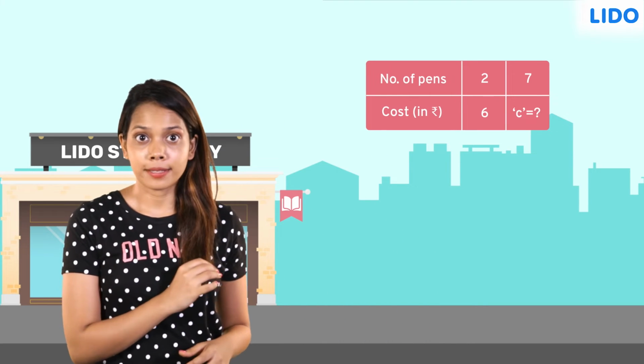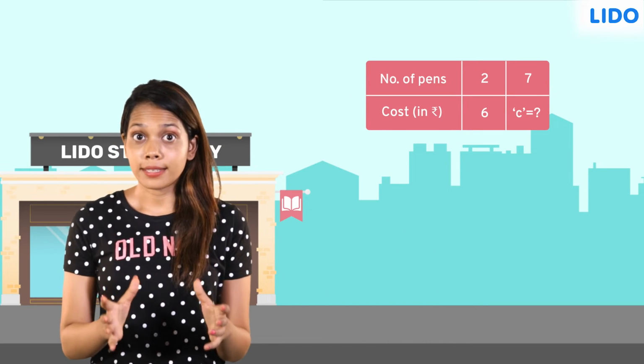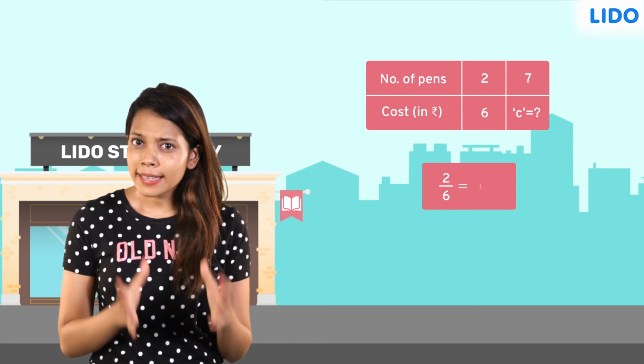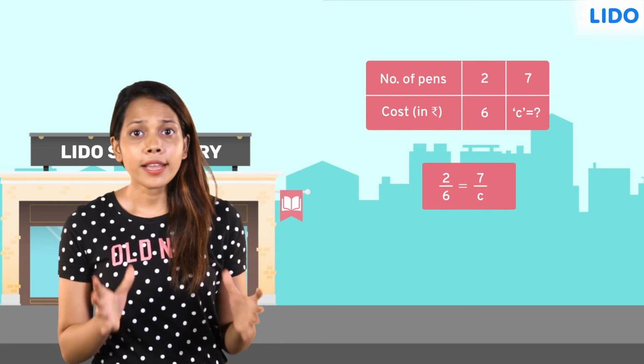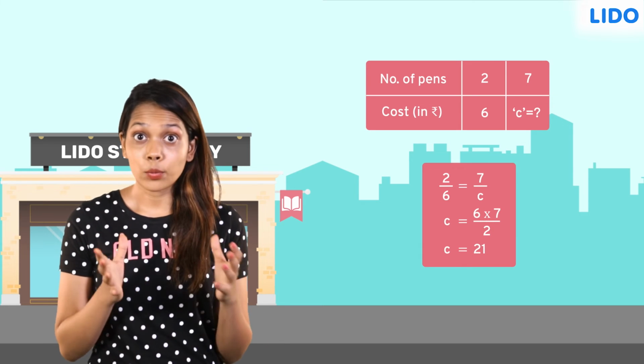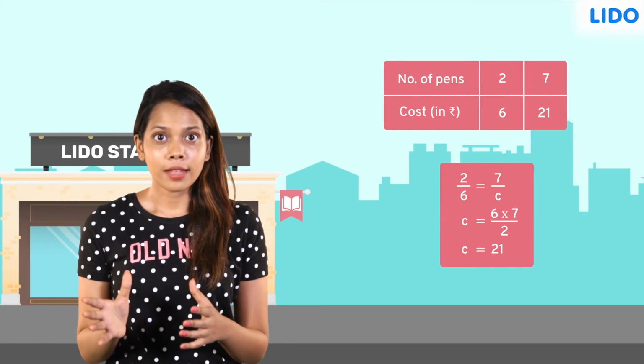Like, what if we were to find the cost of 7 pens? Since both the quantities are in direct proportion, 2 over 6 would equal 7 over c. Simplifying this, we get c equals 21. So 7 pens will cost 21 rupees. Now that's all about direct proportions.